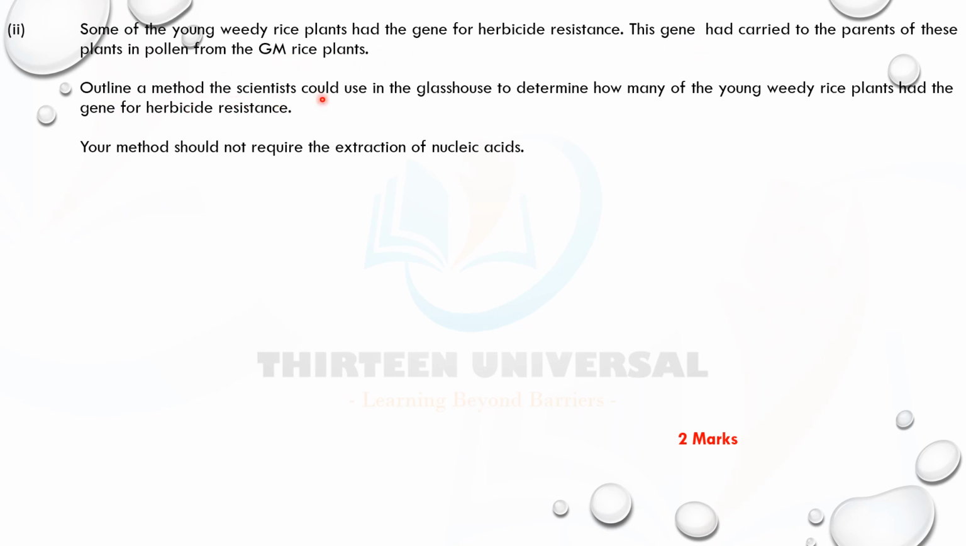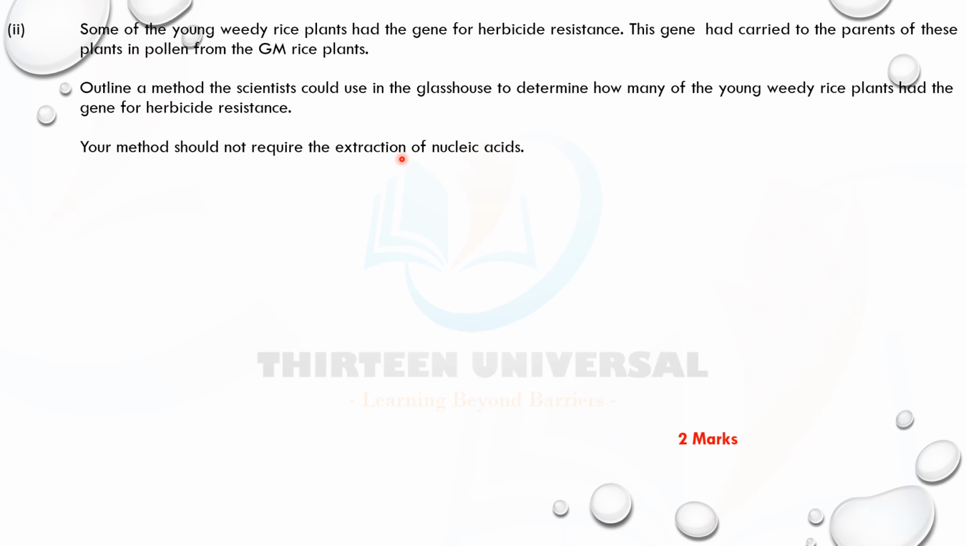Outline a method the scientists could use in the glass house to determine how many of the young weedy rice plants had the gene for herbicide resistance. How do you test how many of them had the gene for herbicide resistance? Your method should not require extraction of nucleic acid. So pause the video. 2 marks. How do you determine that?